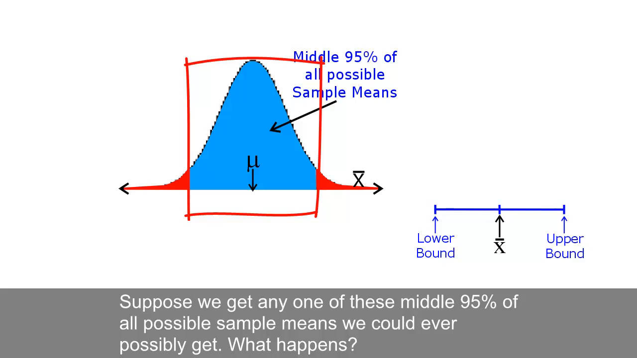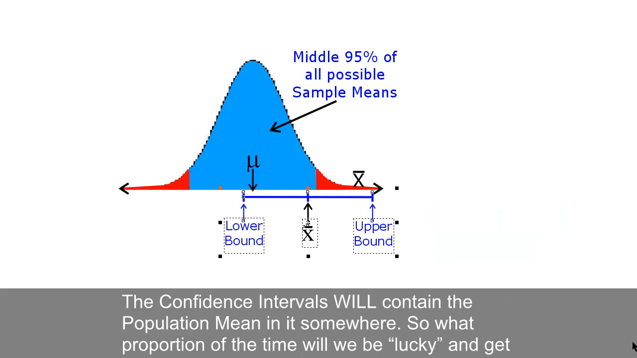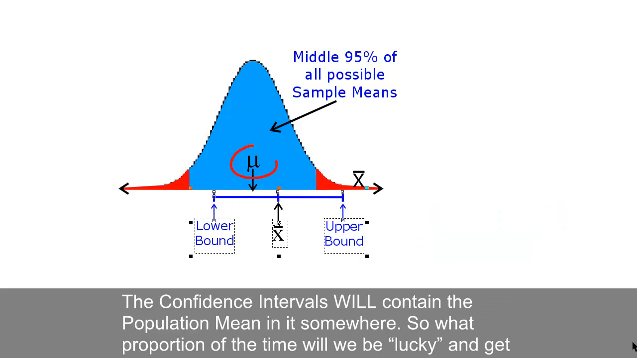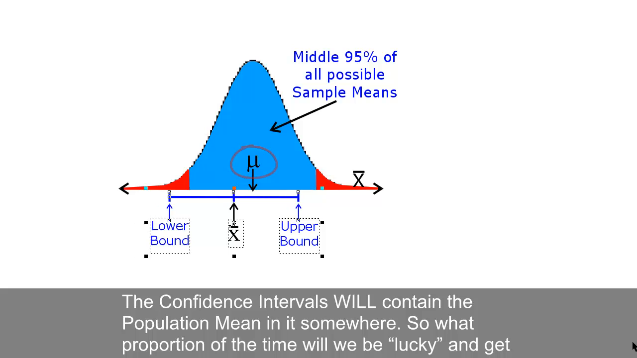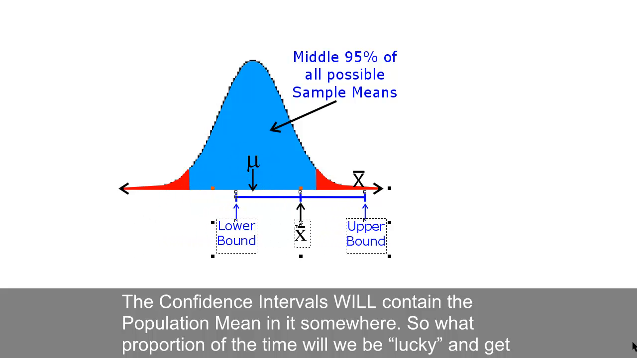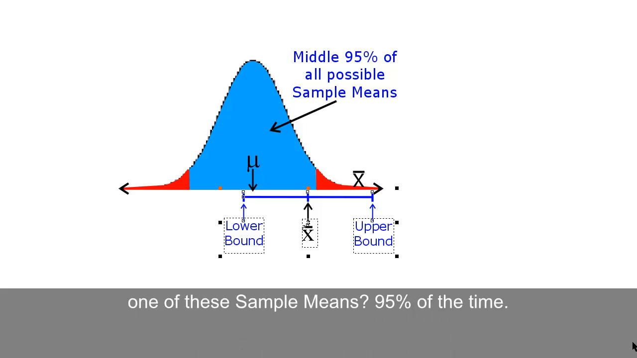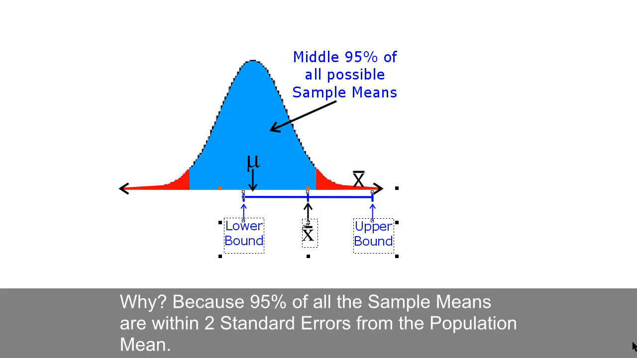Suppose we get any one of these middle 95% of all possible sample means we could ever possibly get. What happens? The confidence intervals will contain the population mean in it somewhere. So what proportion of the time will we be lucky and get one of these sample means? 95% of the time. Why? Because 95% of all the sample means are within 2 standard errors from the population mean.